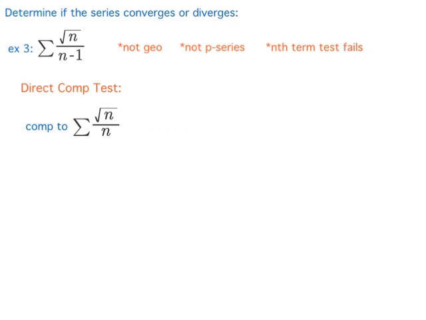So go ahead and pause, simplify, and come back. Okay, so it might actually be better if I wrote the numerator as n to the 1/2 and the denominator as n to the 1st, and then if I divide, I end up with an n to the 1/2 in my denominator.